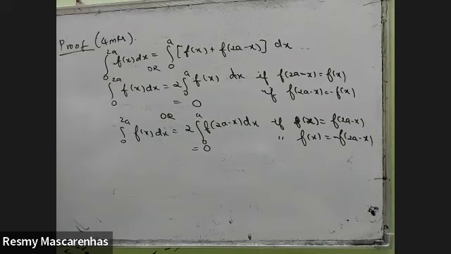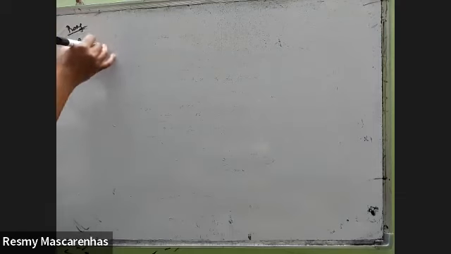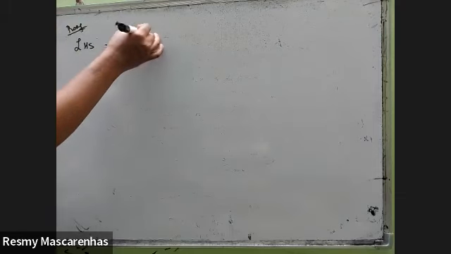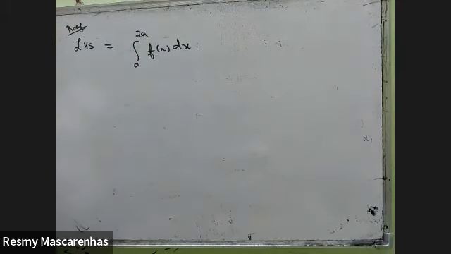Let's start with the proof. This was already given to you in the previous class. Same thing, if not written, just copy it later. Let's start with the left hand side. This is the proof. Integral 0 to 2a f of x dx.